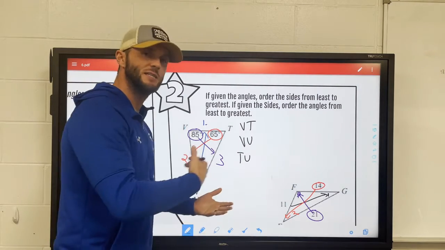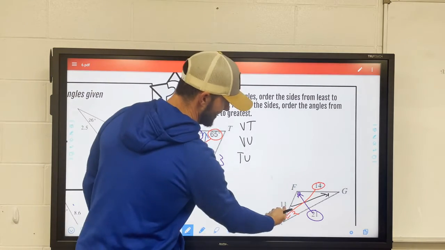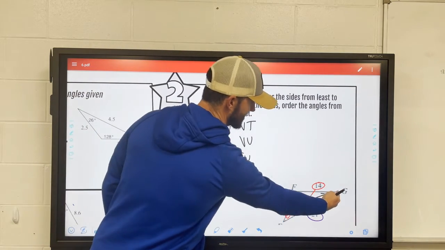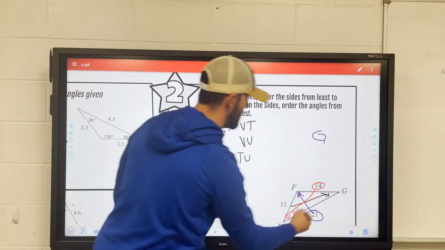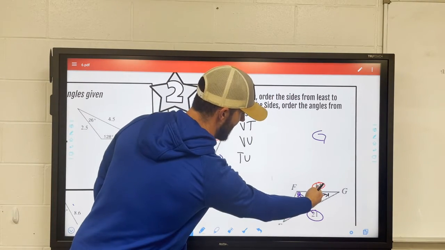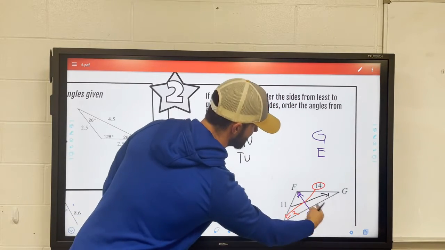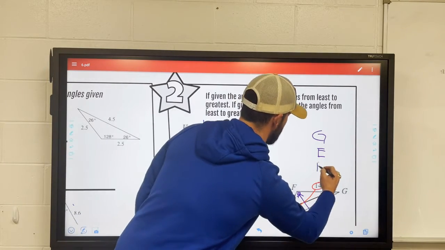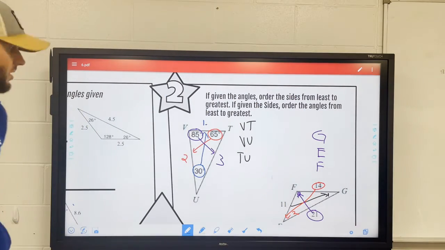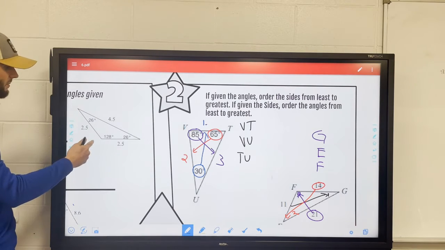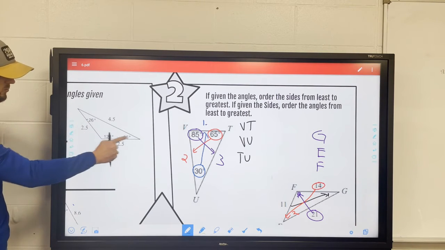Now if I list these from least to greatest, smallest side, opposite of that's the smallest angle, so G. Middle side, opposite of that is going to be E. Biggest side, opposite of that is going to be F. And so now actually you can look back at example number 1, I have 26 and 26.